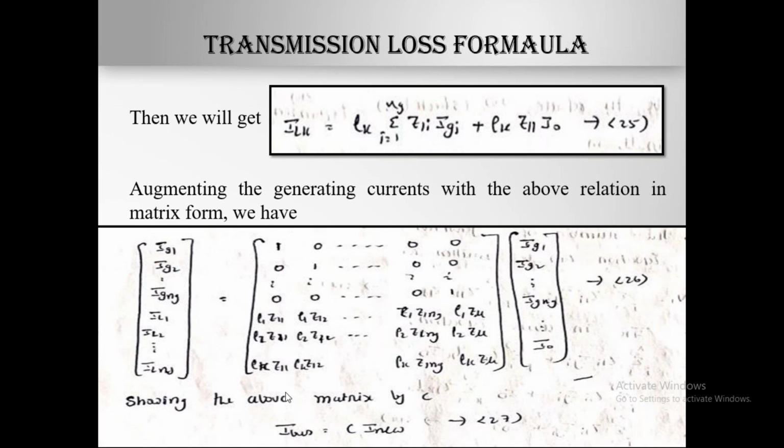So finally, this matrix equation we can write in the form of I bus is equal to C into I nu. Here the C matrix gives the information about what parameters are involved in the generating as well as transmission system.